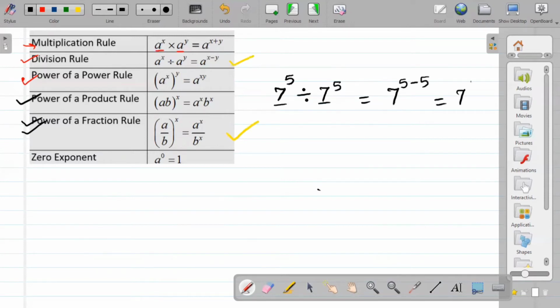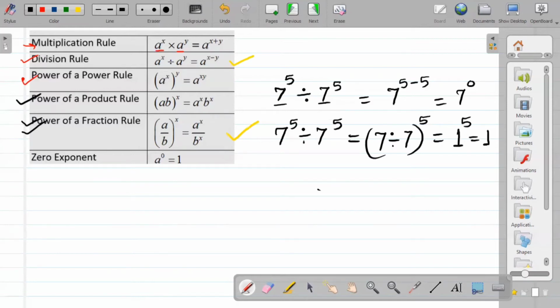So what will it become? 7 raised to 0. Now let's apply the second rule. What is this? 7 raised to 5 divided by 7 raised to 5. I can take the powers common. So this is nothing but 7 divided by 7, raised to 5. 7 divided by 7 is nothing but 1. 1 raised to 5 is nothing but 1 only, because we know 1 raised to any power gives you the answer 1 only.